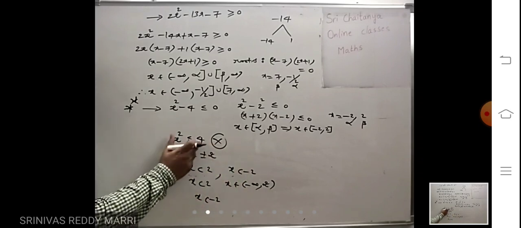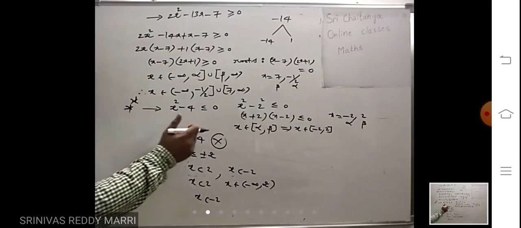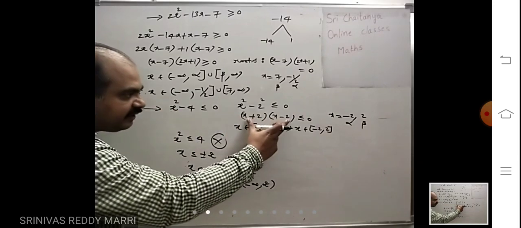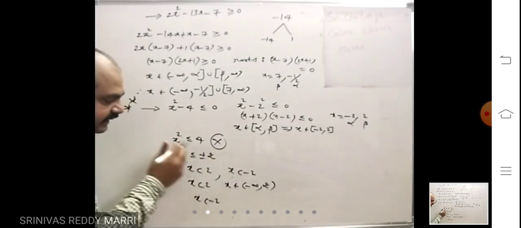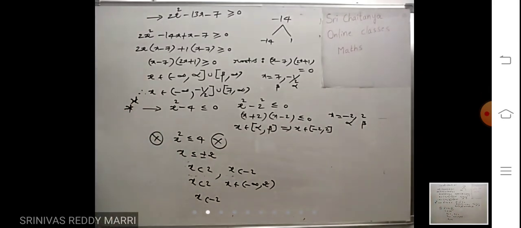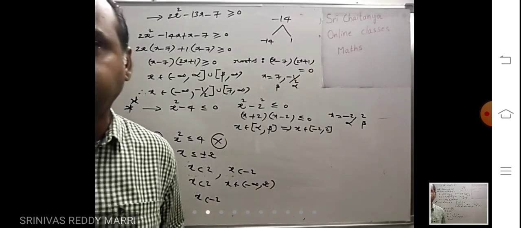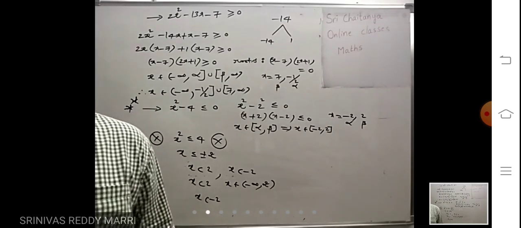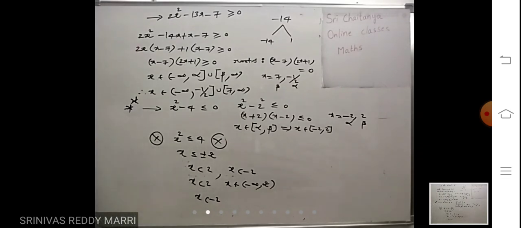Whenever it is like this, you factorize, bringing this side. Bringing this side, you always convert into factorized form. Don't write like this, this is wrong. Always, whenever a quadratic is there, you try to factorize and bring it to our 4 forms.